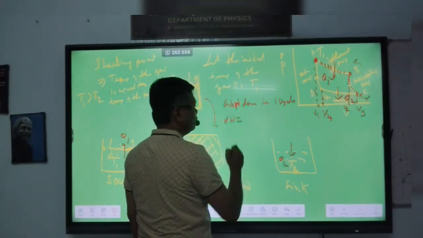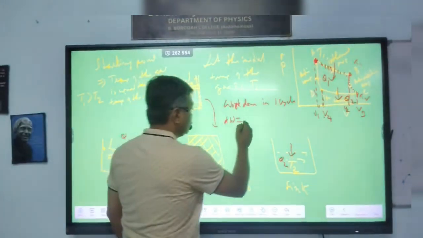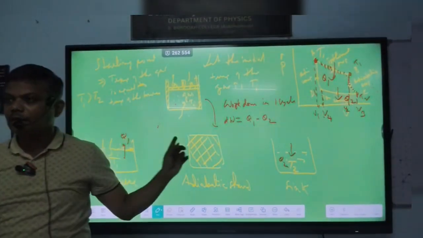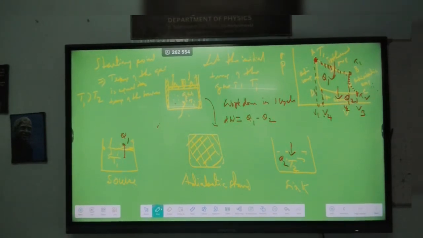Let it be dW. How much will it be? Q1 minus Q2. So in one cycle, work is done immediately. Next, you repeat this cycle, and if you repeat it, what will you get? You will get work done again. Repeat again, and you get work done again.